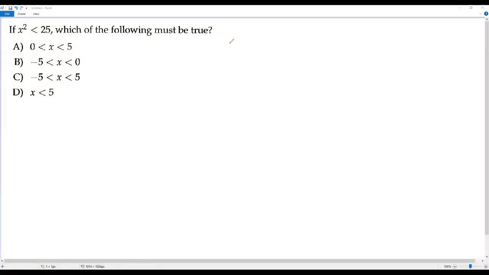Here we have a problem on quadratic inequality. Okay, let's go with the question. If x square is less than 25, which of the following must be true? Okay, so we have to find the one in the given options which is true.